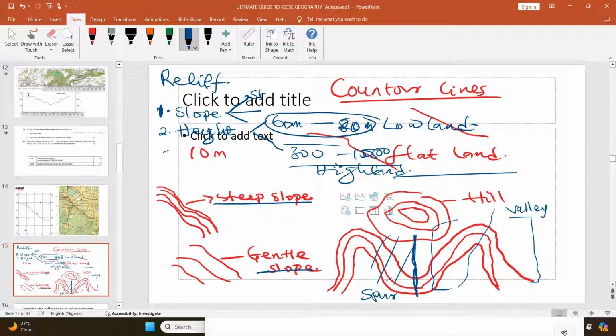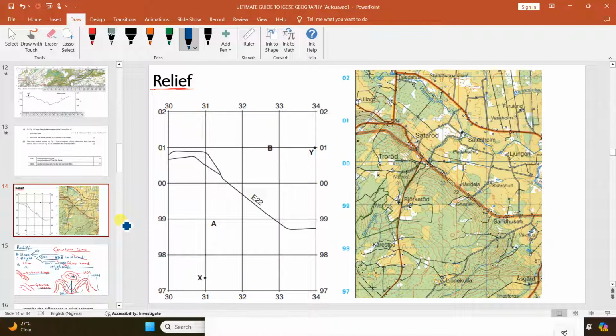Then if there is a spot height, which is cited with a dot and a number, let's say 30 here, then the spot height there is 30. That's the highest point within that location. And if there are trig stations with numbers attached, you can also bring that in when describing the relief of an area. Now, with this knowledge, let's go to the first question here.